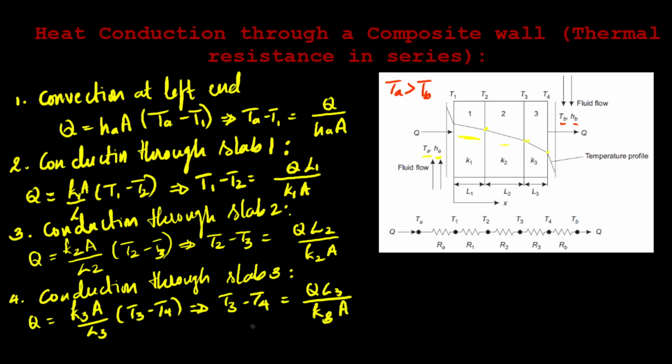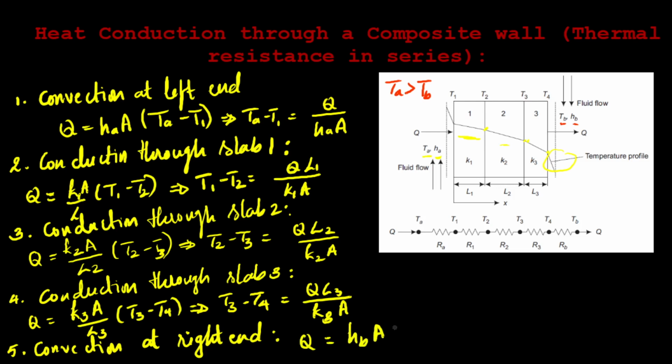And the last one is the fifth one, that is the convection which is occurring on the right face of slab 3. So convection at the right end. I'll write it here. Q will be equal to, for convection, HB into A into T4 minus TB, or I can write T4 minus TB will be equal to Q divided by HB into A.